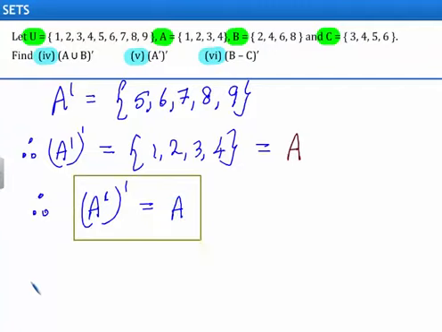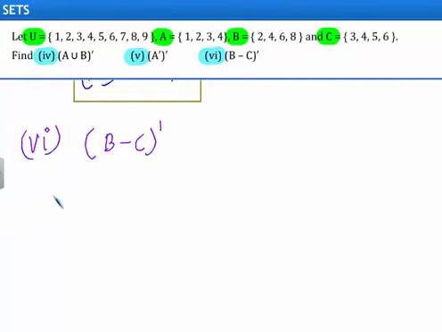In the next part of the problem, we need to find B minus C complement. First, let us find B minus C. B minus C is equal to set of all elements which are in the set B but not in the set C. They are 2, 8.